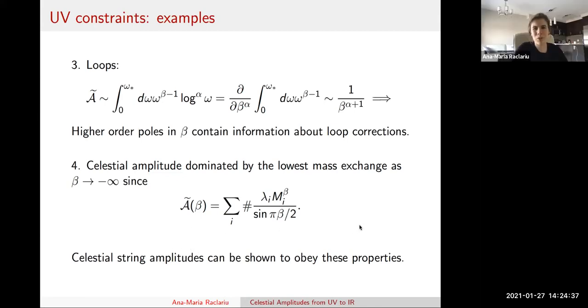Okay, any more questions? Because I'm now going to switch to this other IR piece in the remaining 10 minutes or so.